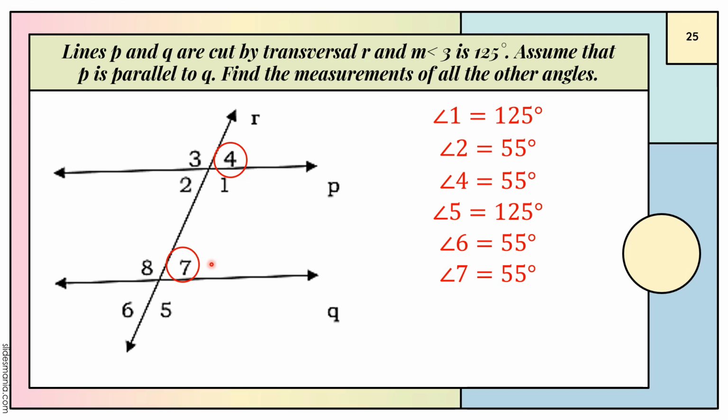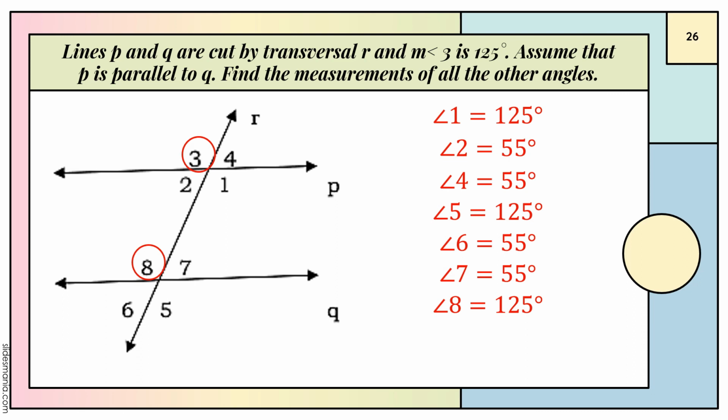Next is angle 8. How about for angle 8? What do you think is the measurement of angle 8? Okay, let's see. For angle 8, the measurement is 125 degrees. Its explanation is angle 3 and angle 8 are corresponding angles. And since they are corresponding, their measurement is the same. Therefore, the measurement of angle 8 is 125 degrees.